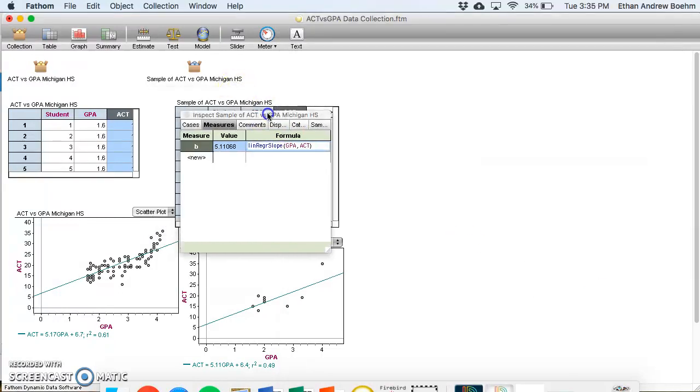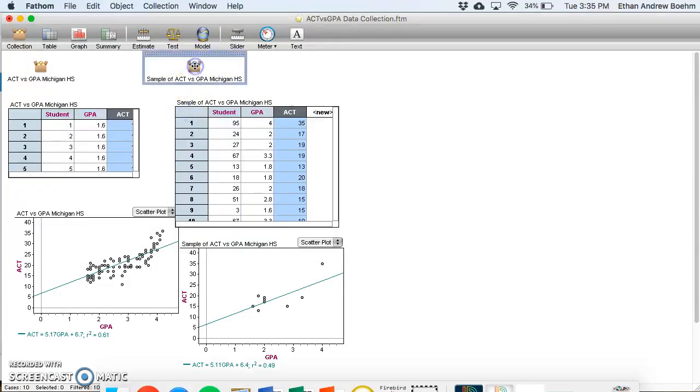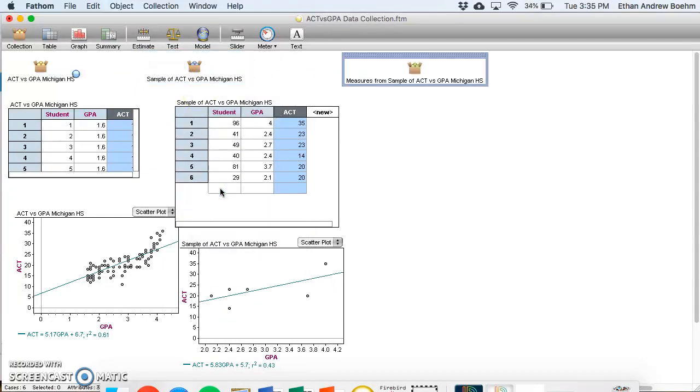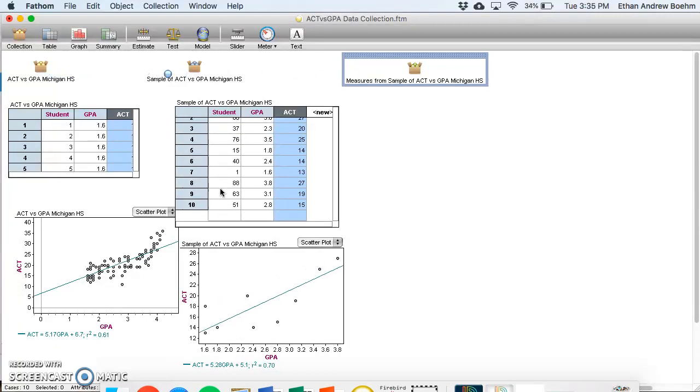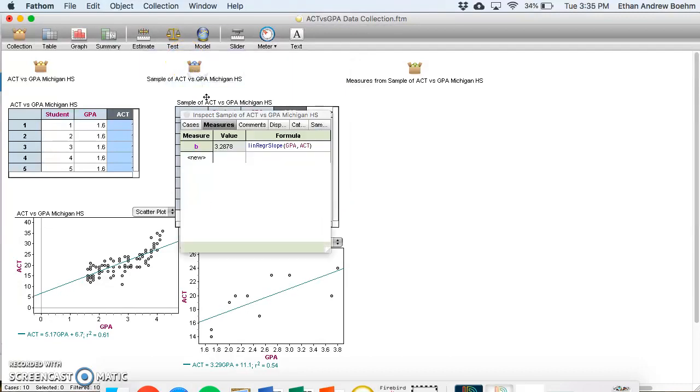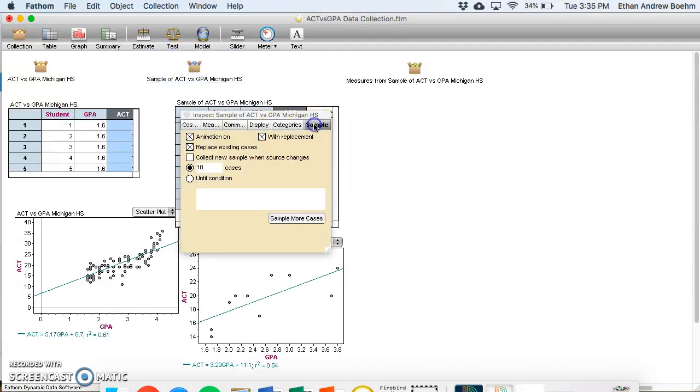And then I want to tell Fathom to do this many, many times. So I'm going to start collecting these measures, collecting these sample slopes, and see what kind of distribution they have. In Fathom, we just right-click on the collection, collect measures, and you can see each time it's doing this. I had meant to only do 9 samples, so I'm going to change that. I'm going to go back to my collection, sample cases. I want 9, and I do not want them to be replaced. I'm going to turn off the animation so that we don't have to watch each one come in, because I'm going to do many, many of these.